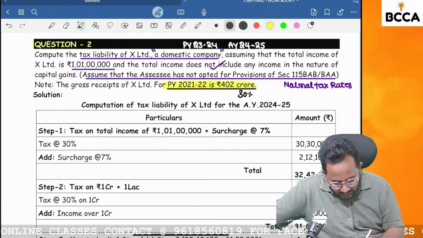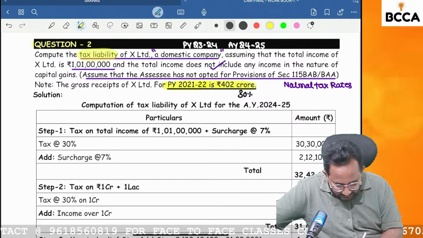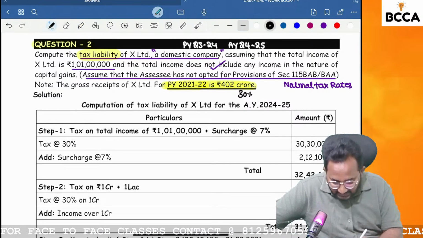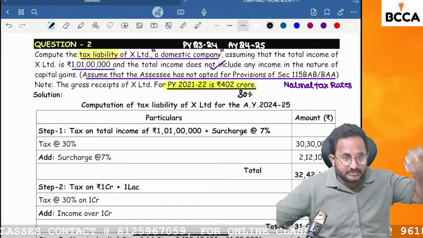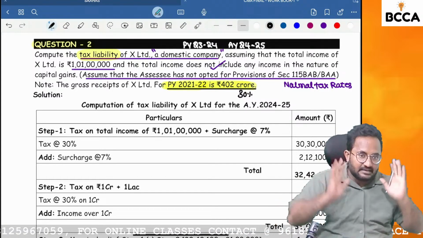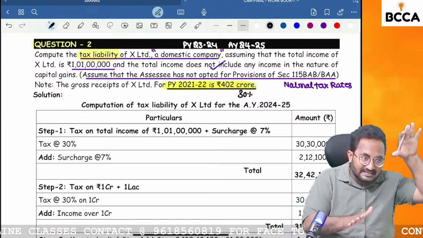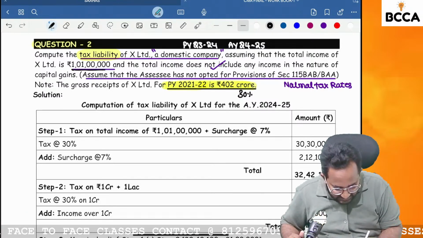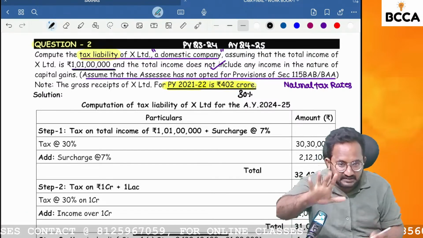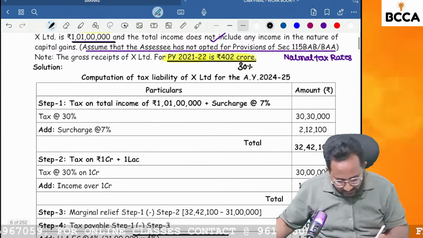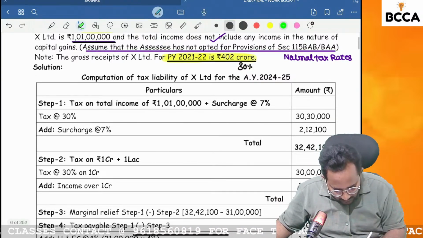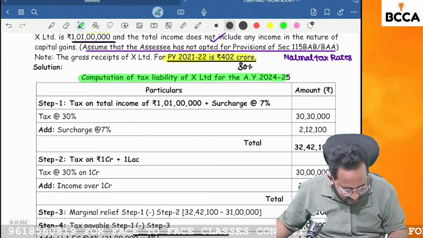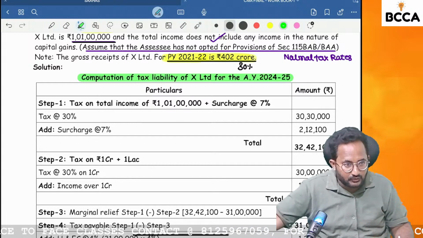Here they are not mentioning the marginal relief concept; they have only asked us to compute the tax liability. But you have to think: what is the surcharge basic limit for a company? 1 crore and 10 crore. Since this income is near 1 crore, maybe we can get the marginal relief. So in this way, please start the computation of tax liability of X Limited for assessment year 24-25.